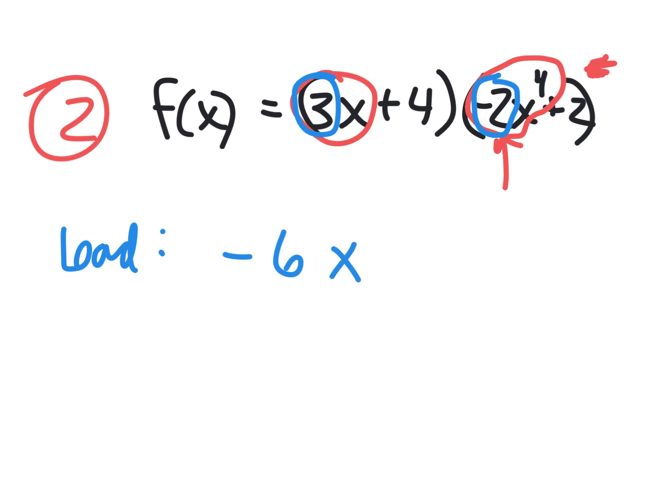Negative 6x to the, well, I got 4 for this one plus 1 for that one, x to the 5th. Raise your hand if you had that one right. Okay, awesome. Now we're starting to cook.